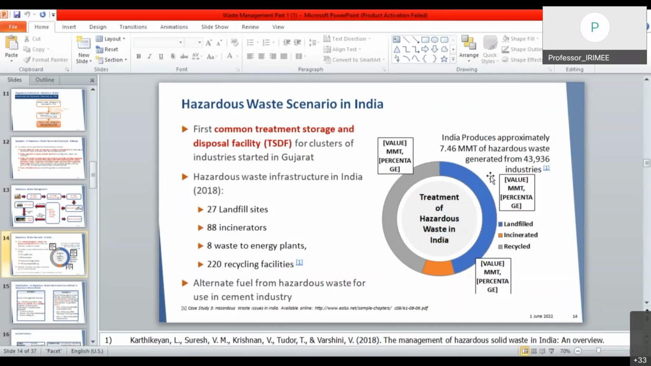This waste generation scenario data which we are showing here has been taken from the 2018 data. As per 2018 data, in India there were 27 landfill sites, 88 incinerators, 8 waste to energy plants, and 220 recycling facilities.